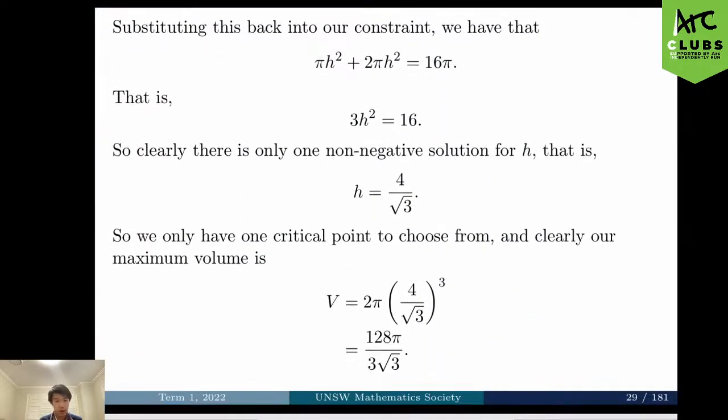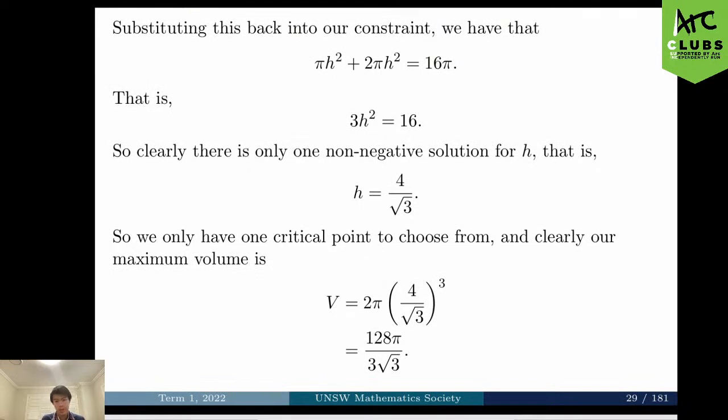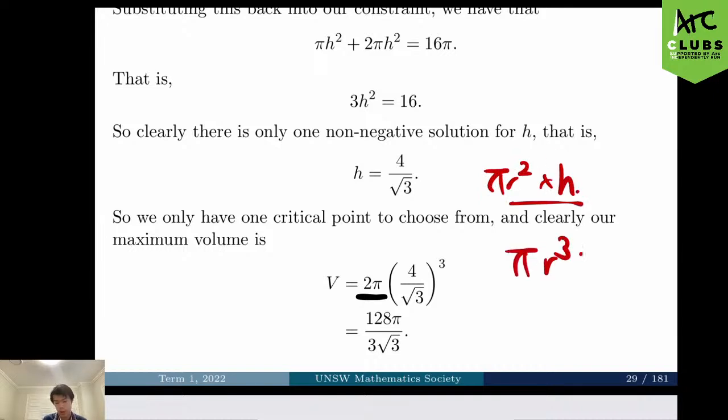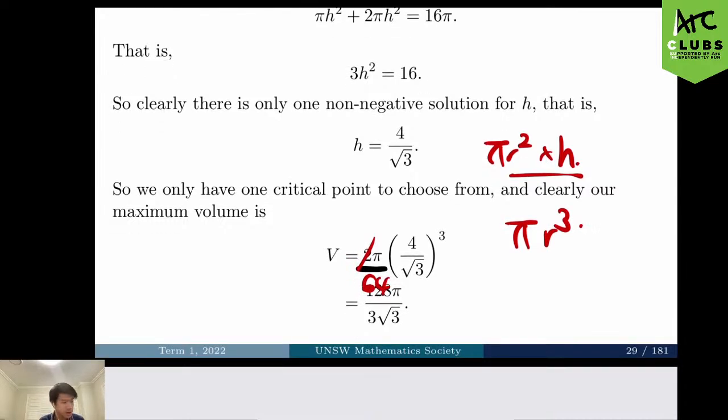And we only have one critical point to choose from, so that means no options. So just sub it in, that's our max volume. This is our volume formula, pi r squared times h. It actually turns into pi r cubed. Sorry, there should not be a 2 there. There should be a 64. But basically just sub it in and we get V equals 64 pi on 3 root 3. Cool. And that's our final answer.